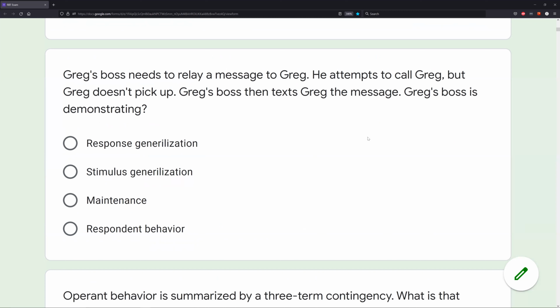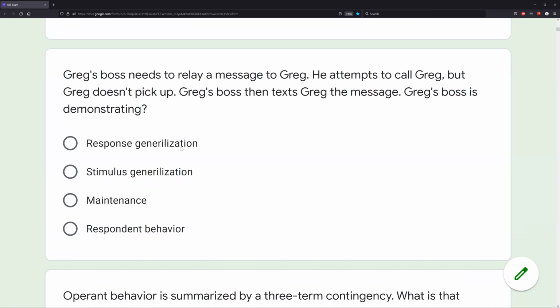We're looking at his behavior. Greg's boss wants to relay this message. Okay. That's our stimulus. First, he engages in a response to call Greg. Greg doesn't pick up. He then engages in a response to text Greg. He's texting the same message. We've got the same stimulus, but multiple responses. What do we know about multiple responses for one stimulus?